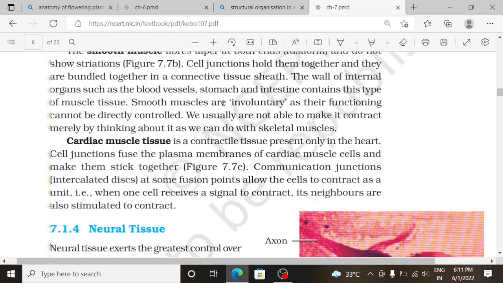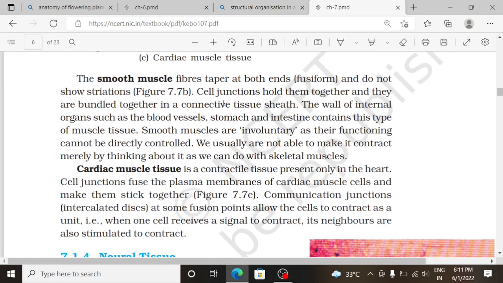The smooth muscle fibers taper at both ends, that is fusiform, and do not show striations. Cell junctions hold them together and they are bundled together in a connective tissue sheath. The wall of internal organs such as blood vessels, stomach, and intestine contains this type of muscle tissue. Smooth muscles are involuntary as their functioning cannot be directly controlled.